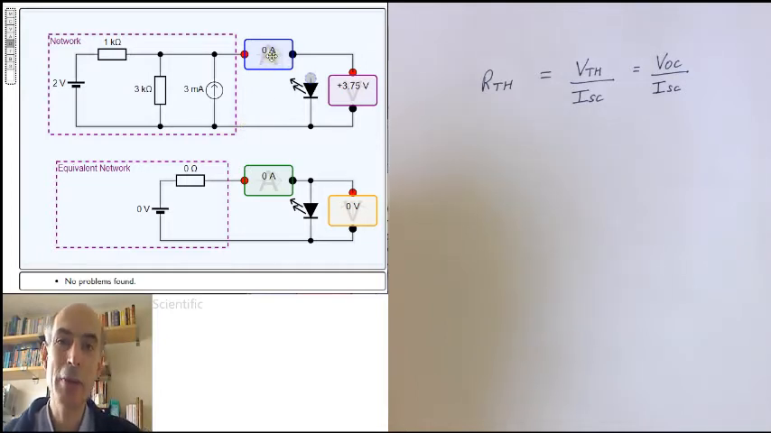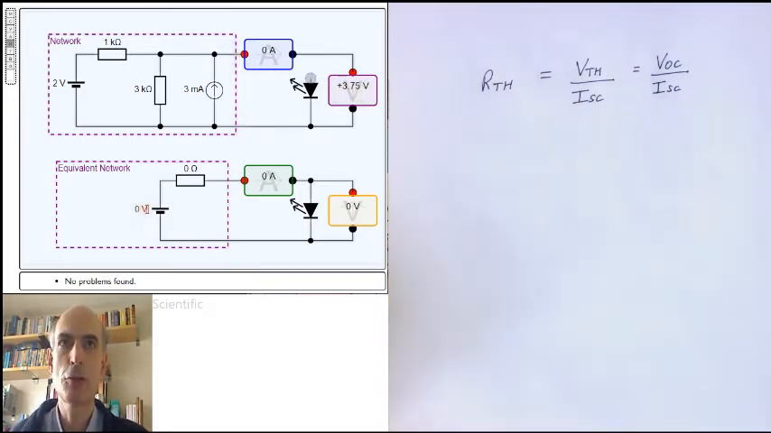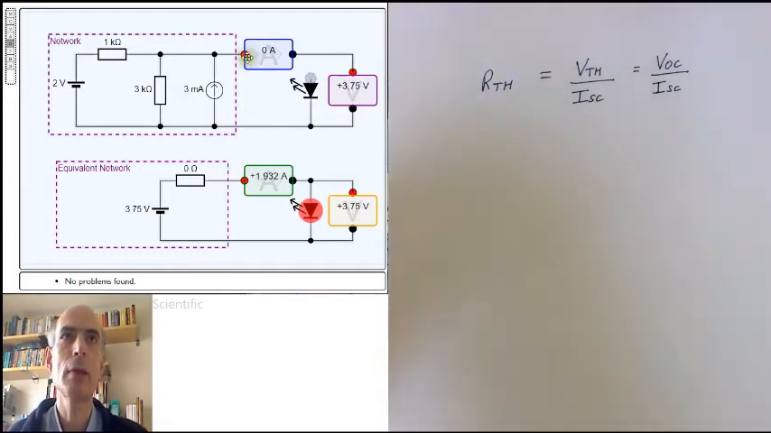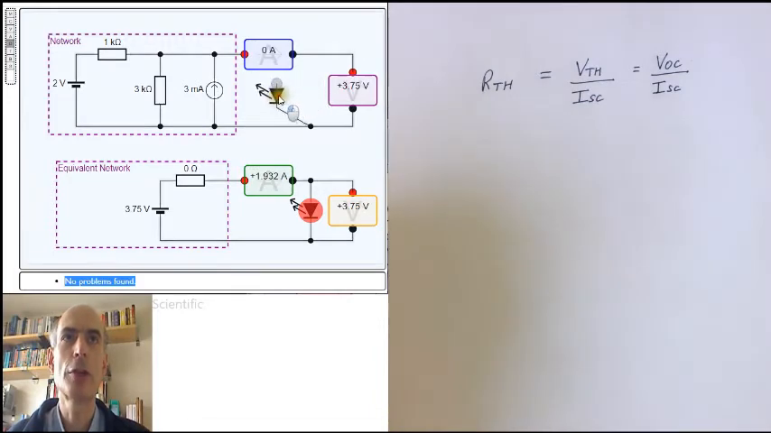Reminder, an ideal ammeter has no resistance. An ideal voltmeter has an infinite resistance, so it behaves like an open circuit. There is no current flowing through an ideal voltmeter. So this 3.75 volts, that would be the open circuit voltage. And I know that should be the voltage in my equivalent network. Now, I need the short circuit current if I'm going to work out what the resistance in the equivalent model should be set to.